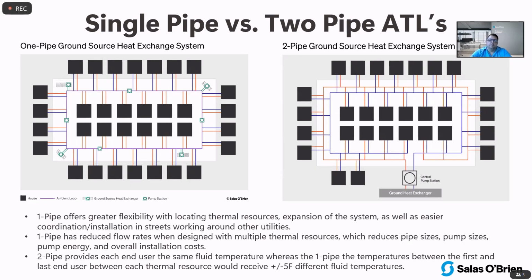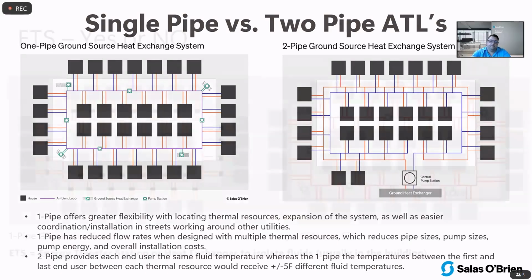So that's one reason why when you're looking at a single pipe ambient system, distributed thermal resources are key to those designs. Whereas with a two pipe system, everybody's getting the same temperature. You can locate one larger thermal asset and everybody gets the same temperature. So it's a little bit easier to manage with a two pipe system.